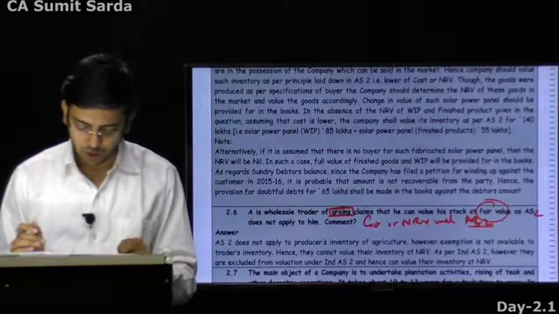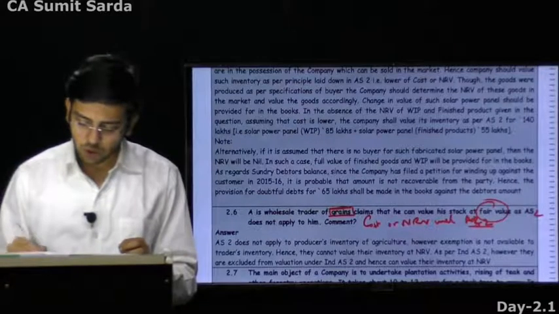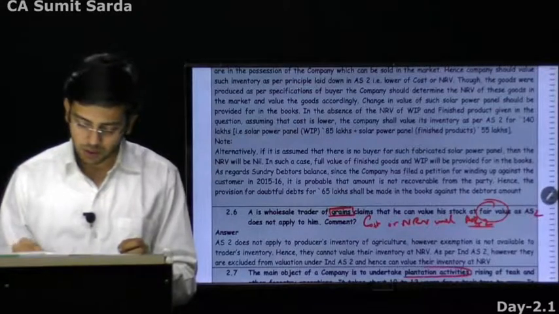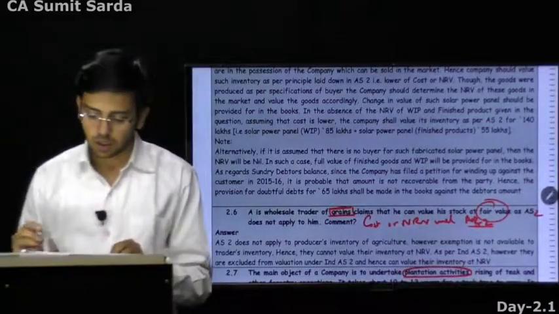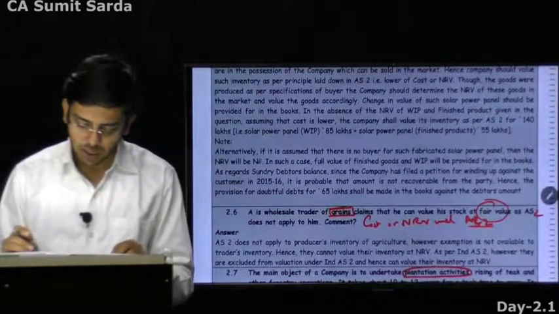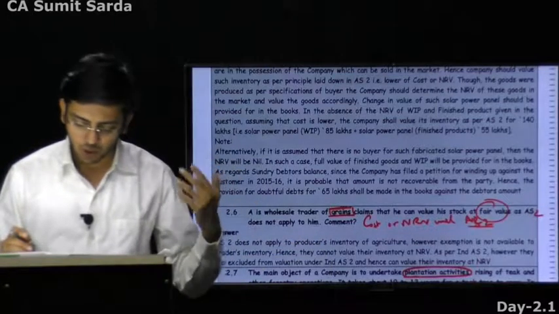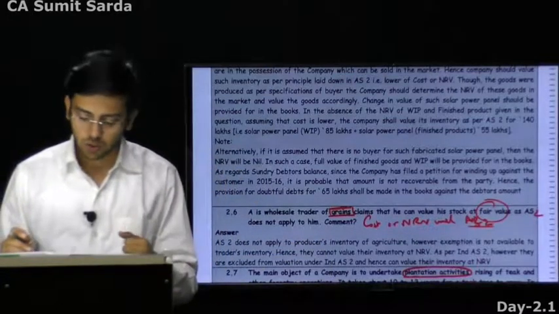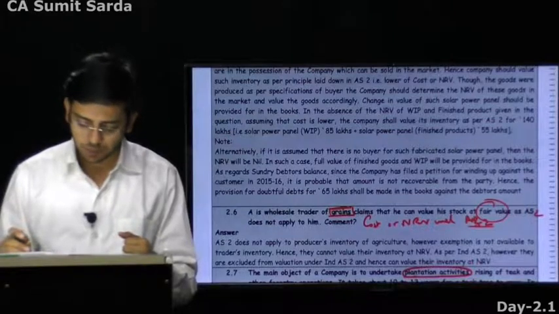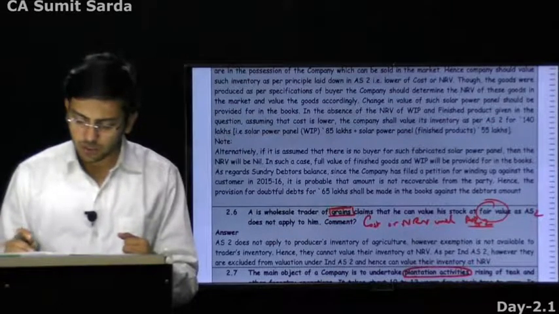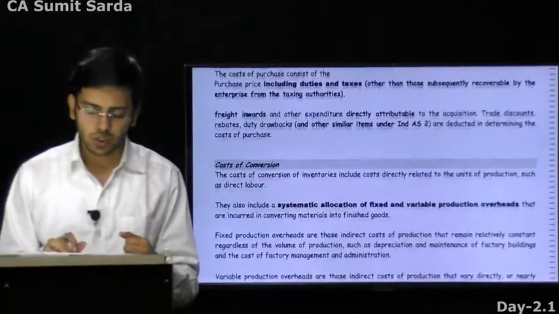We look at the next question. The main object of the company is to undertake plantation activities. Main objective is to take up plantation activities, raising of teak, and other forestry operations. So what is your business? Plantation of teak. It takes around 10 to 12 years for the teak to grow.